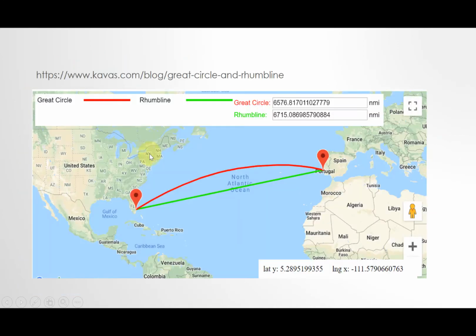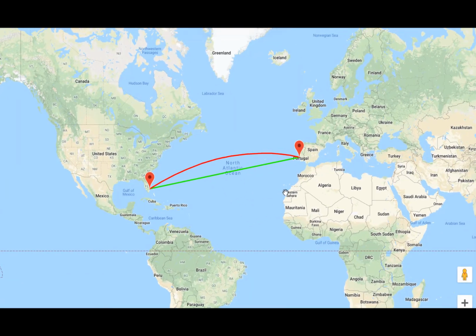This is a really neat website that will allow us to look at lots of examples of Great Circle and rhumb line paths and compare them. So it's just a fun website to play with. You can move these points around and see how that affects things.